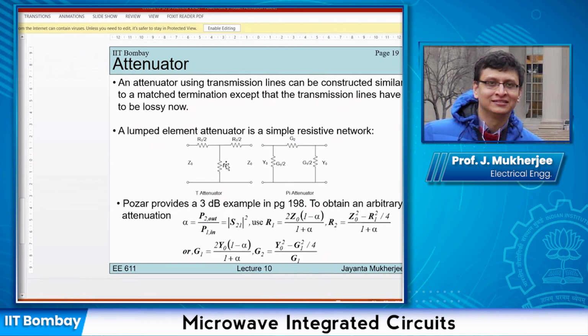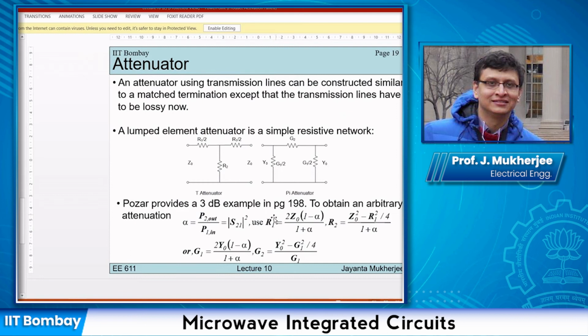Now we can also have a resistive attenuator for TEM mode. So there are two basic circuits. One is this T network and the other is this pi network. And suppose alpha is my attenuation factor. By the way, alpha is equal to modulus of S21 squared. Say we are given a certain value alpha, how do we design this R1 and R2?